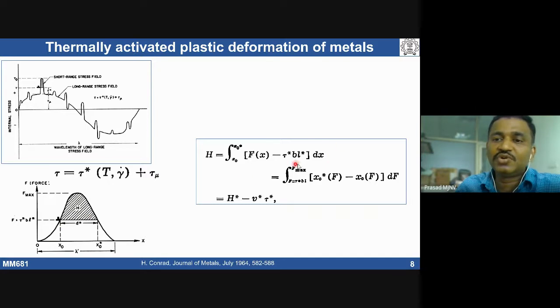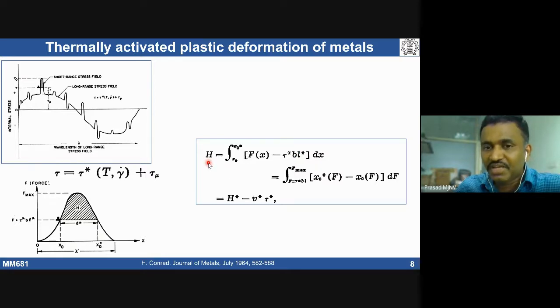This is shown here: the integral of f of x from x naught to x naught star, minus the force, which is nothing but tau star b times L star. L star is the length of the dislocation segment participating in overcoming the barrier. x naught star minus x naught gives you d star. So tau star b L star dx is how I can get the H value.